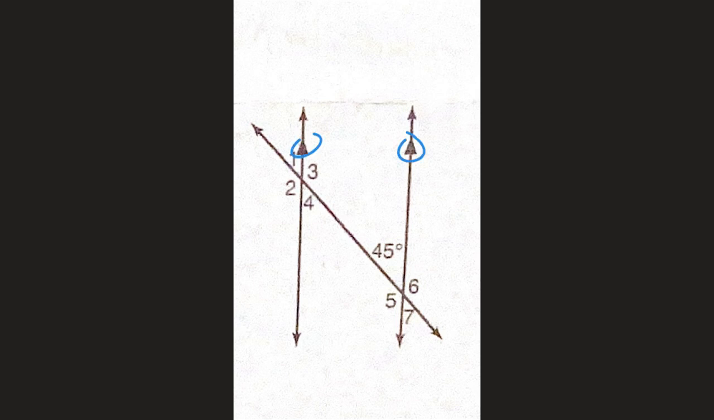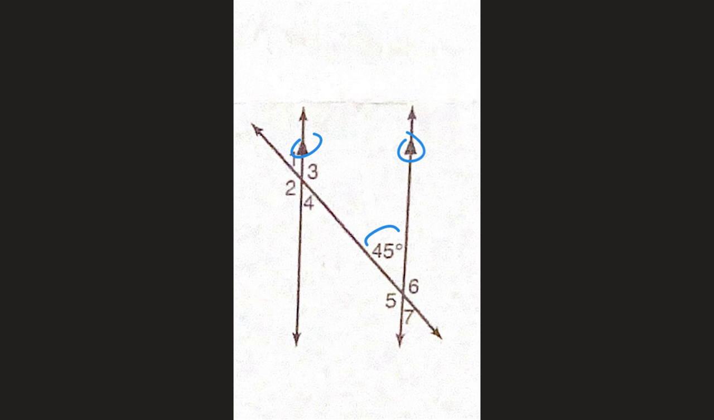there's your indicators. You've got parallel lines. We do have a transversal running through there. We do know one angle measure right here. They give us this 45-degree angle right there. Now, based on that 45-degree angle, I should be able to come up with all the other angle measurements, right?